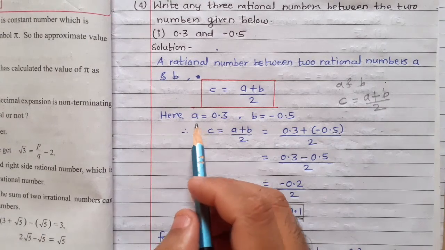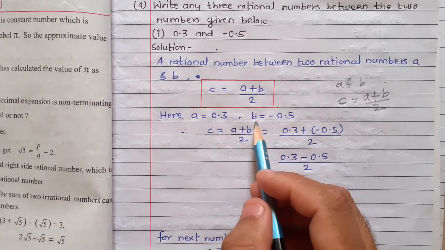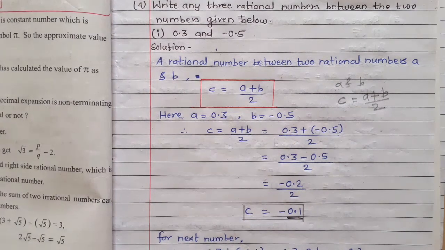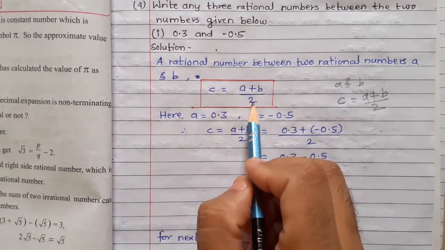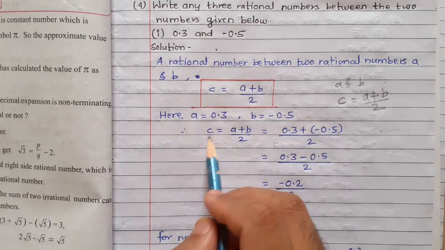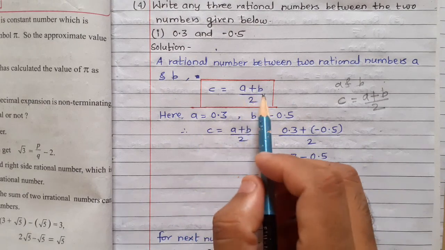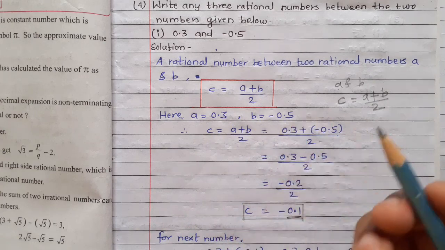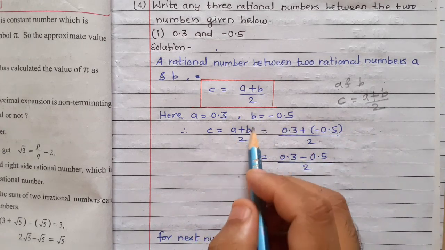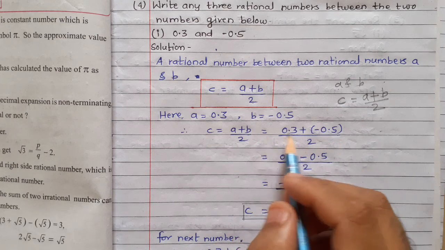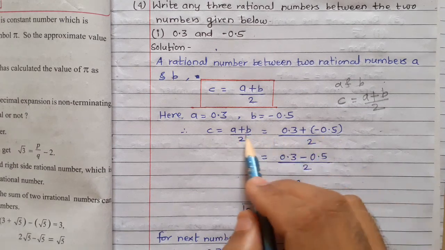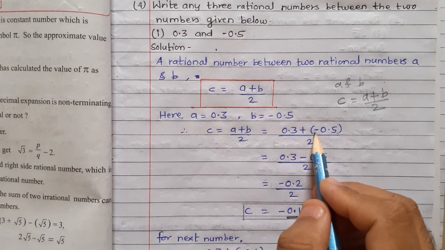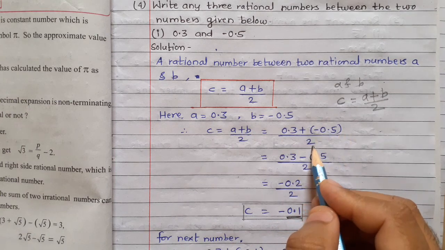So here we take A is equal to 0.3 and B is equal to minus 0.5. We can use C is equal to (A plus B) upon 2. C is the required number which is in between A and B. Here A is equal to 0.3 and B is equal to minus 0.5, so we use C is equal to (A plus B) upon 2. A is 0.3 and B is minus 0.5, so we are having (0.3 plus (minus 0.5)) upon 2.